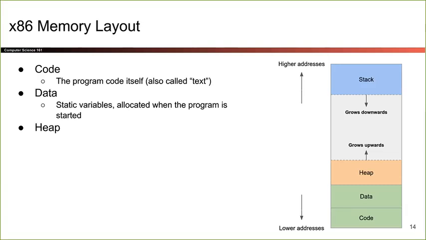After that, we have the heap. The heap is where we store dynamically allocated memory. This is where memory comes from when you malloc something, and this is where memory is freed when you free something. The key here is that if you don't free it, the memory will just stay allocated forever. So this is where most of your memory leaks will come from.